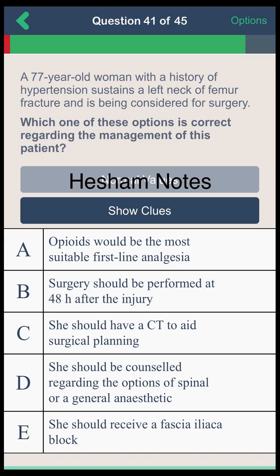We start by paracetamol and add on non-steroidal in type 2. When you go above, we will go with a weak opioid like codeine. When you go above, we will give a strong opioid like morphine and pethidine. And when you go above, you will give the patient epidural or patient-controlled analgesia. This is the WHO ladder.